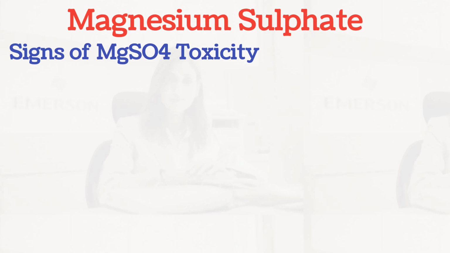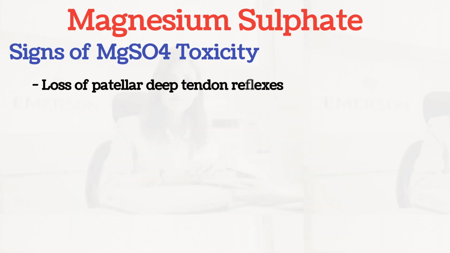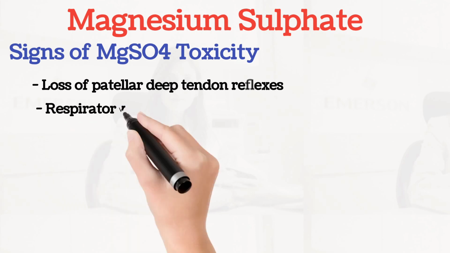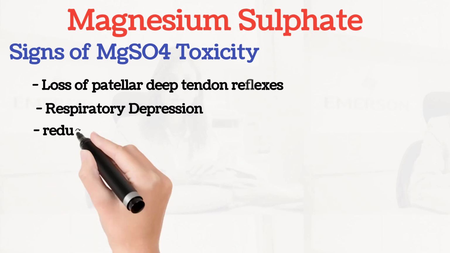So the signs of magnesium sulfate toxicity are: 1, the loss of patellar deep tendon reflexes. This is the first thing to go if there is magnesium sulfate toxicity, so you have to check for it. It should normally be present. Then the second thing is respiratory depression. You have to count the respiratory rate, and normal in adults should be more than 16 breaths per minute. So you have to make sure it's more than that.